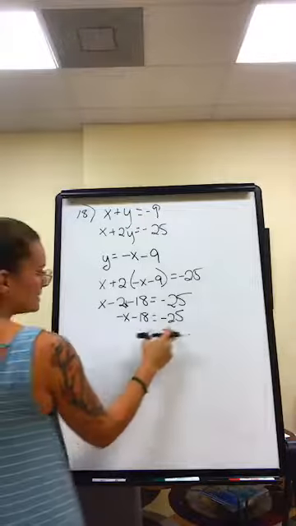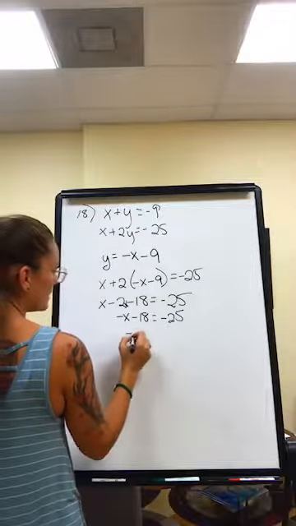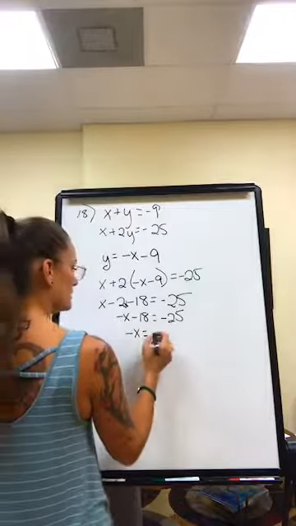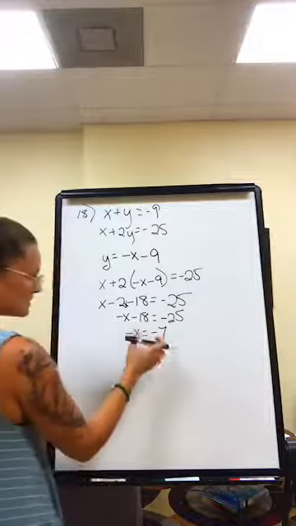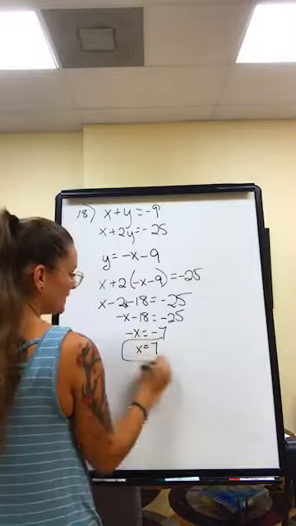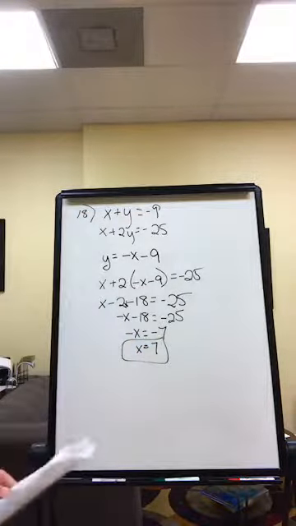Let's add 18 to both sides. So negative x equals negative 7. Just multiply both sides by negative 1 and x equals 7. All right? That's our final answer for 18.